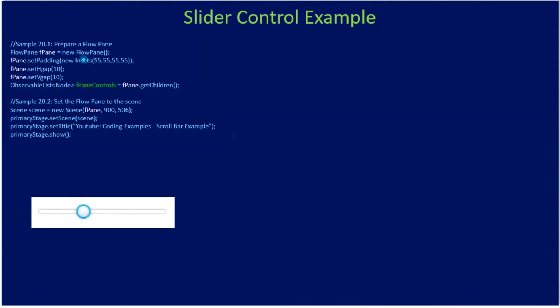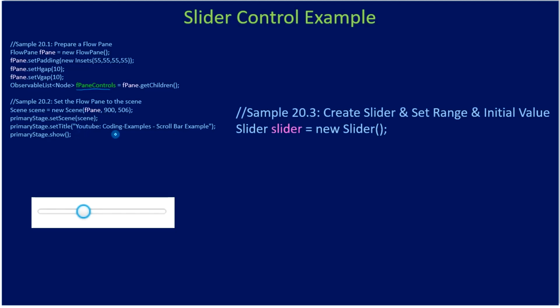So here, if you see, we are creating a flow pane, then we are setting the padding as well as horizontal and vertical gap. Then we retrieve controls for the flow pane. After that, we are setting the scene as well as a title for the stage. Then here we are creating the slider.